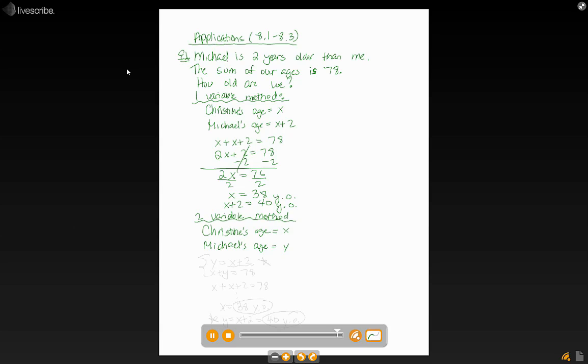So now, read through the problem. It says, Michael is 2 years older than me. That's my first equation, my first relationship. So how do I write Michael is? Y equals X plus 2. That's my first equation. And the second equation says the sum of our ages. How do I write the sum of our ages? X plus Y is 78. So there's my system. You guys see how it's actually much simpler to write it out? And it's less thought involved in writing it out almost, right? And now you just solve that system.